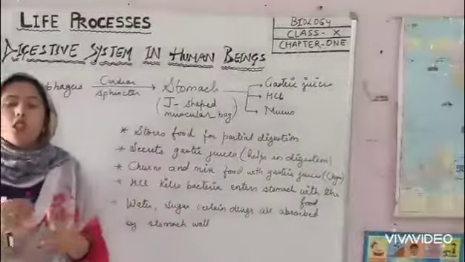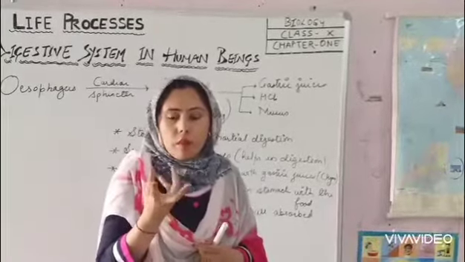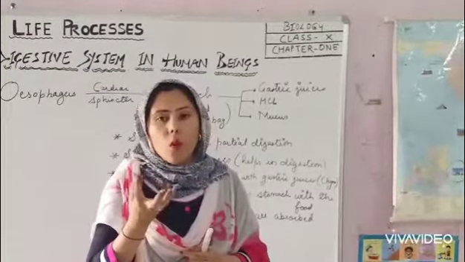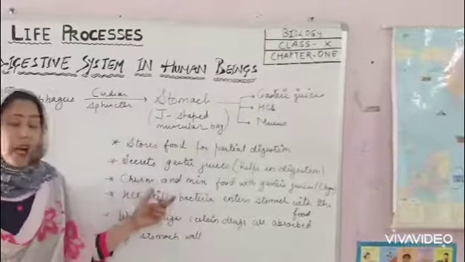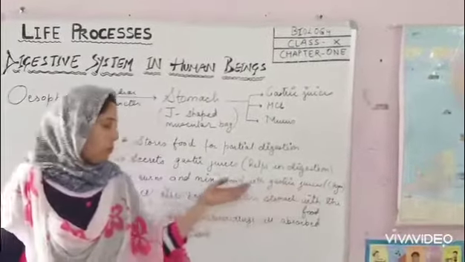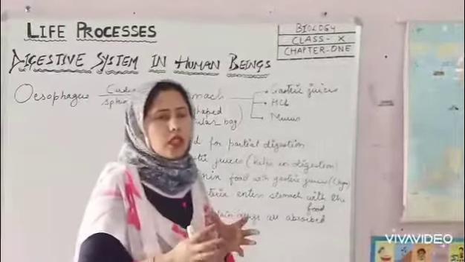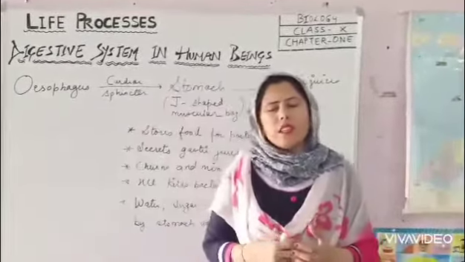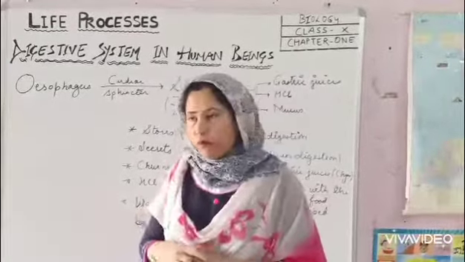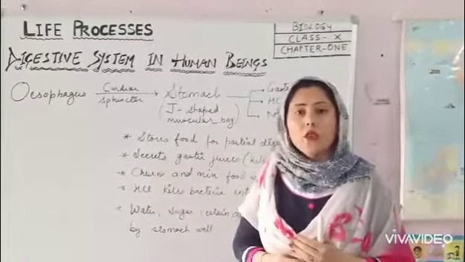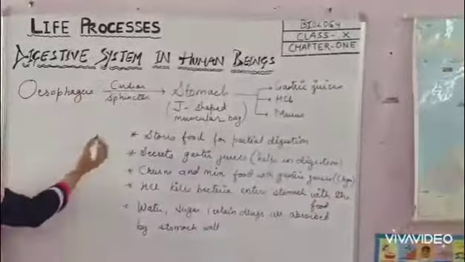Next, it churns food and mixes food with the gastric juices. The churning movement of the stomach wall helps in the mixing of food with gastric juices, and that mixture is called chyle. HCl kills the bacteria, and water, simple foods like sugar, alcohol and certain drugs are absorbed by the stomach wall. Then the food enters into the duodenum, which is a part of the small intestine.